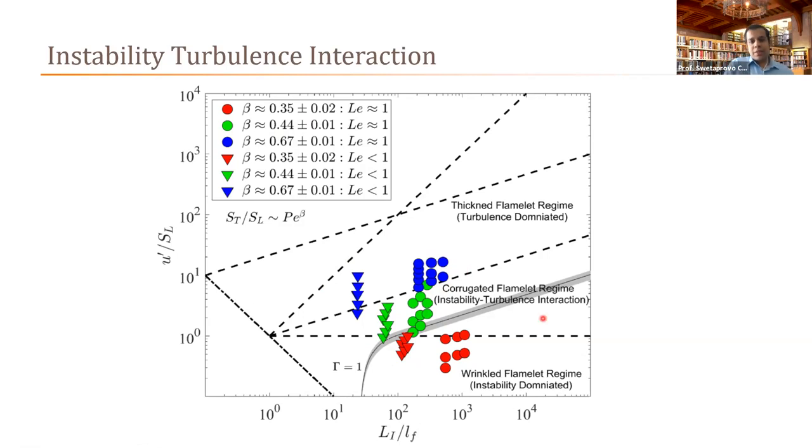So yes, this boundary is good to identify conditions that are purely dominated by Darrieus-Landau instability. But for pure turbulence dominated conditions, you have to go to the thin reaction zone regime.